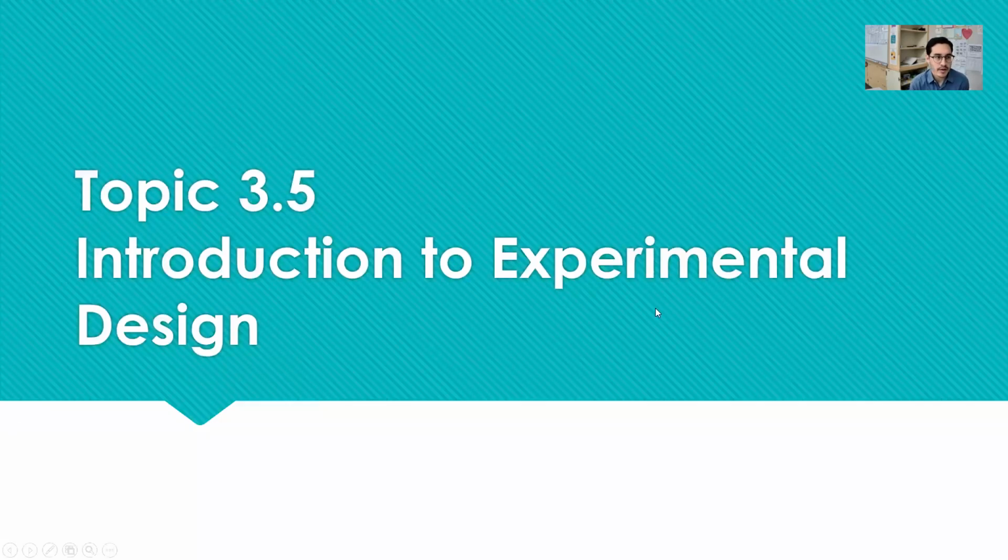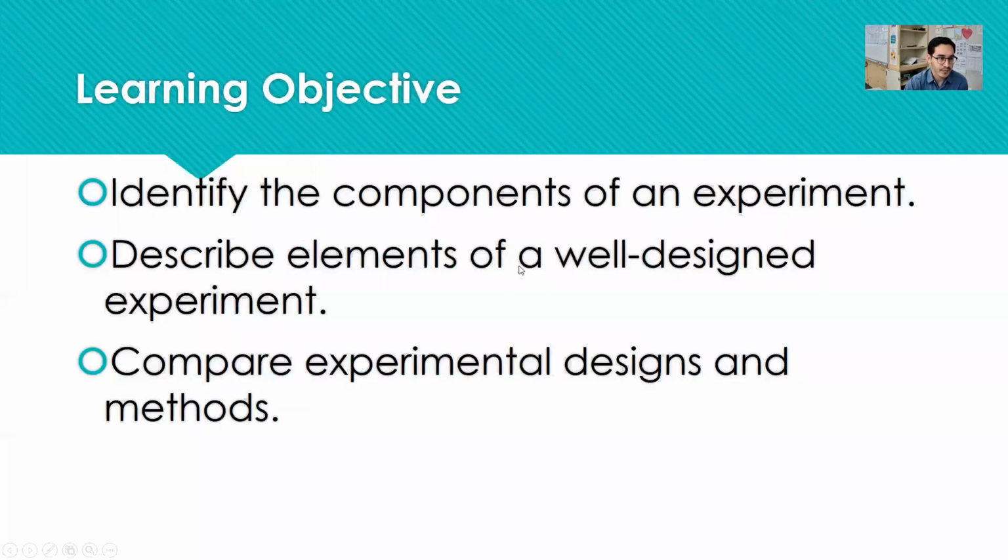Hey, this video is going to cover topic 3.5, which is an introduction to experimental design. Our learning objectives are to identify the components of an experiment, describe elements of well-designed experiments, and then compare the different types of designs and methods.